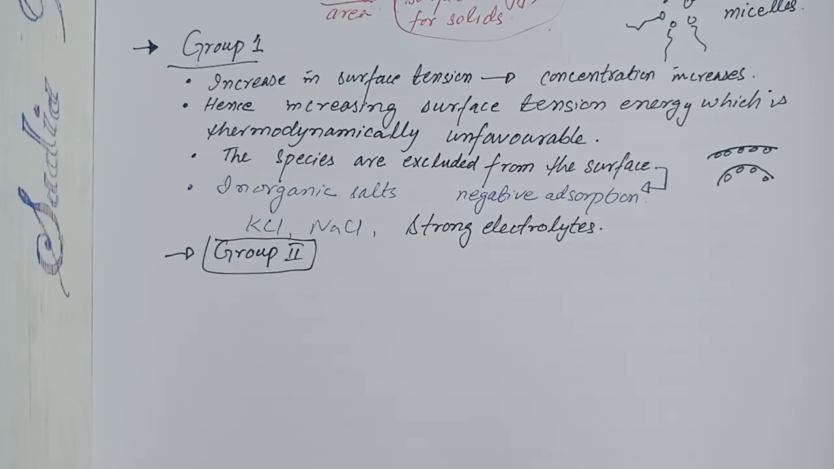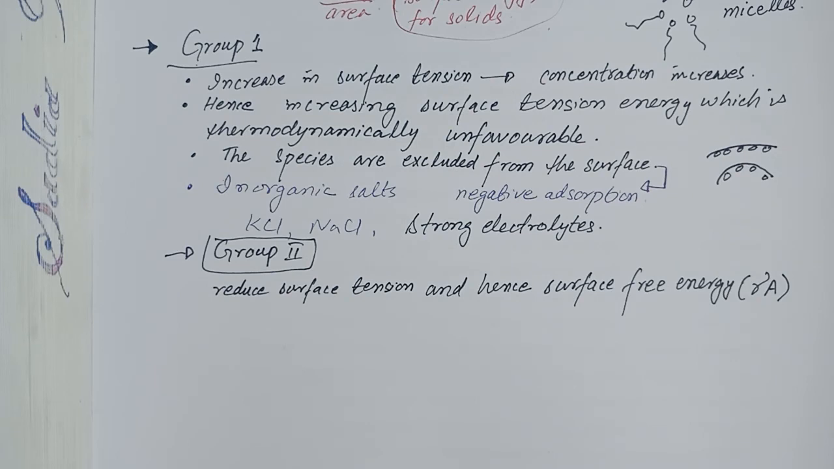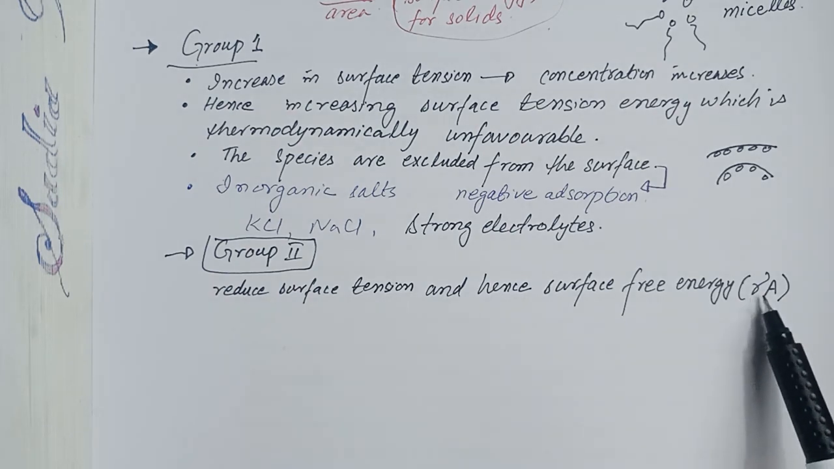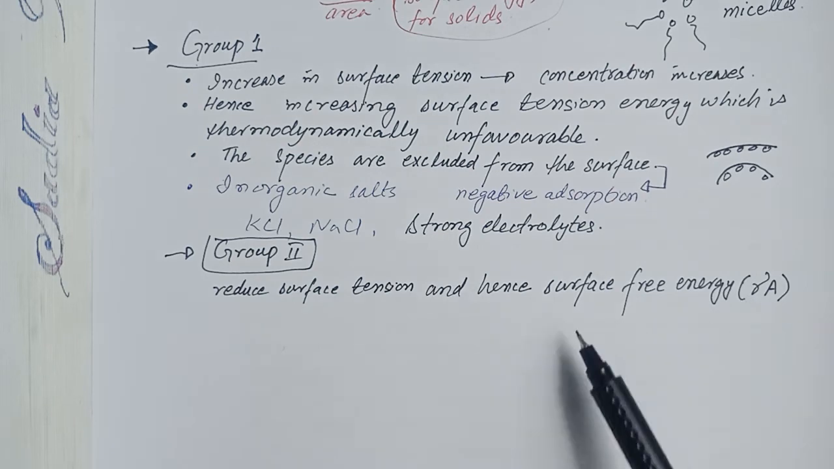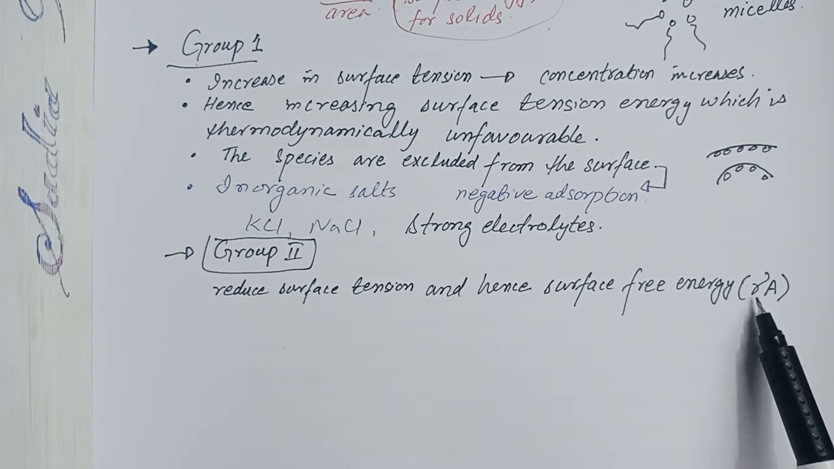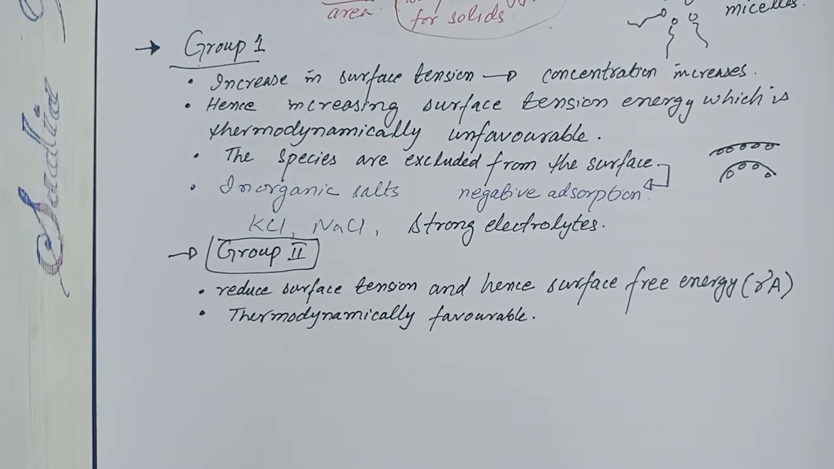Now let's discuss group 2. As the concentration of group 2 is increased within the aqueous solution, it reduces the surface tension and hence the surface free energy, that is known as gamma A. Gamma is the surface tension and A is surface area, as gamma, or the surface tension, is equal to free energy per unit area. So if we talk about surface free energy, we have to write gamma A, meaning surface tension into surface area. As we have discussed in the previous example, like ethanol, increasing concentration of the solute, that is non-volatile, non-electrolyte, reduces the surface tension and hence surface free energy.